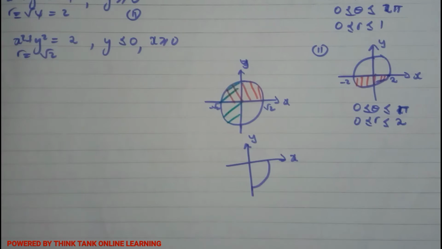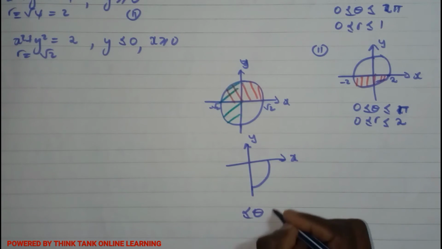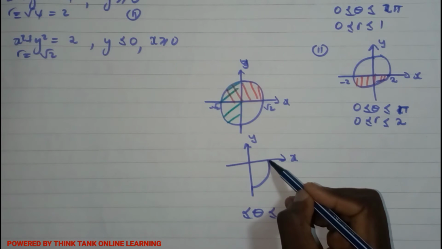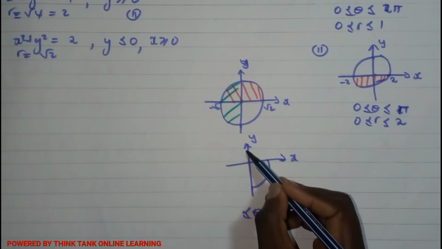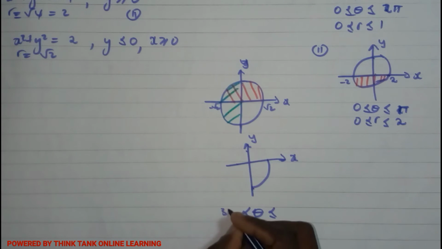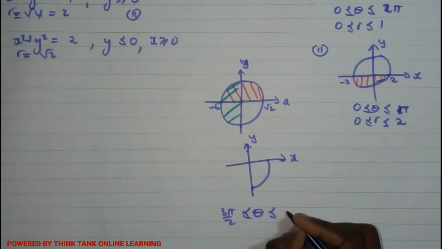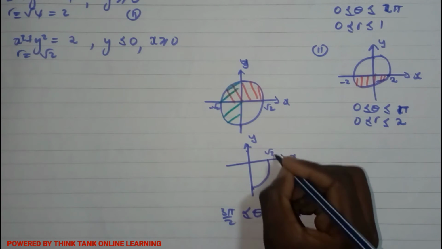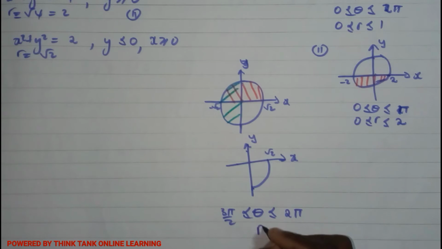Okay, so let us write our limits. For theta, we always measure in the counterclockwise direction. We don't change that. For theta, it's now from here to here. We don't have anything from here to here, but we're starting from 3 pi upon 2 up to 2 pi. The radius is not affected, so the radius goes from 0 to root 2.